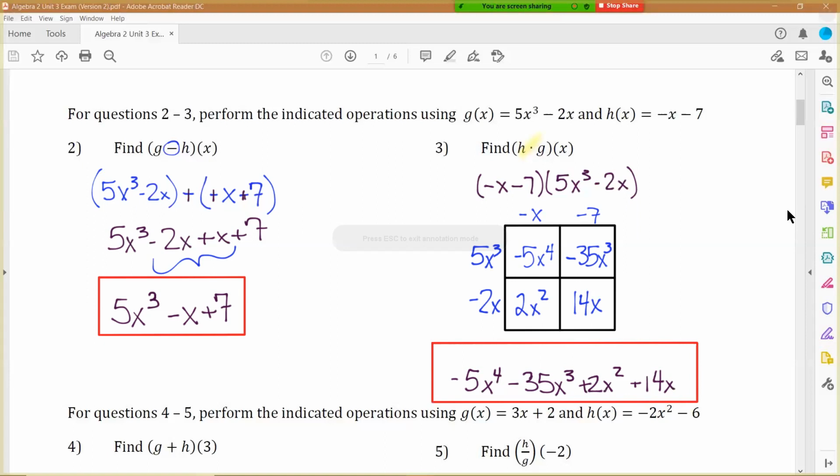Questions on that one? Am I going too fast? Okay.